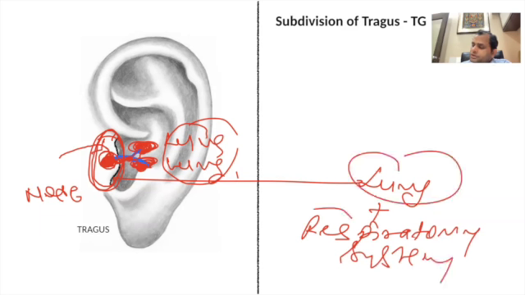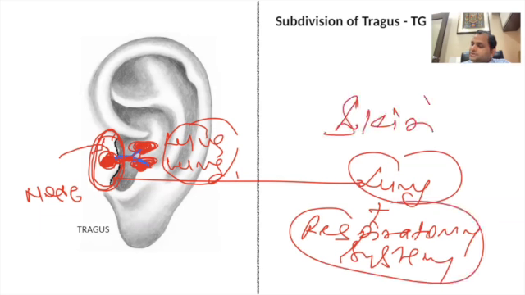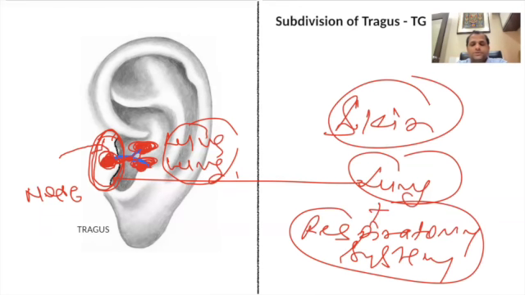So the tragus is connected with the lungs, with the respiratory system, even with the skin. तो हमारा जो ट्रैगस है वो लंग से और रेस्पिरेटरी सिस्टम से और स्किन से बहुत ही गहराई से संबंधित है.